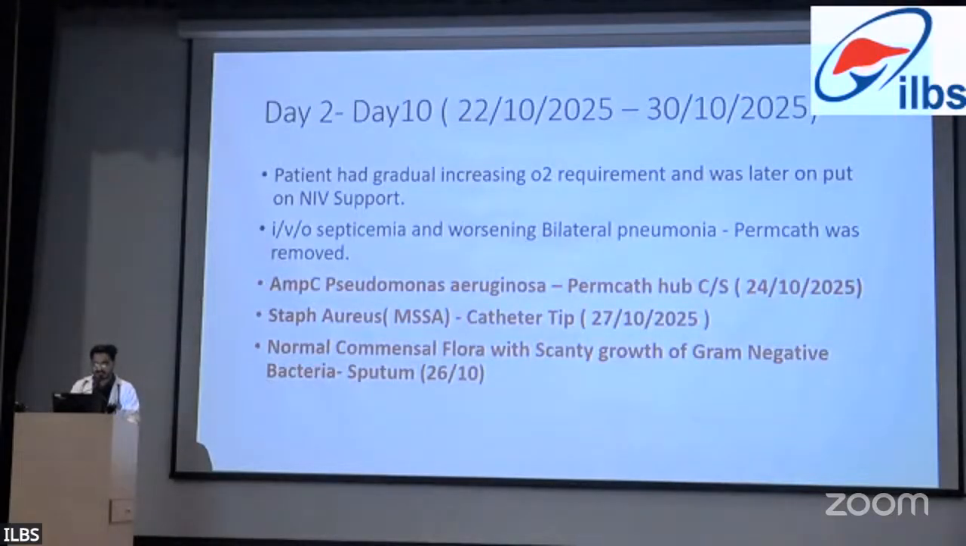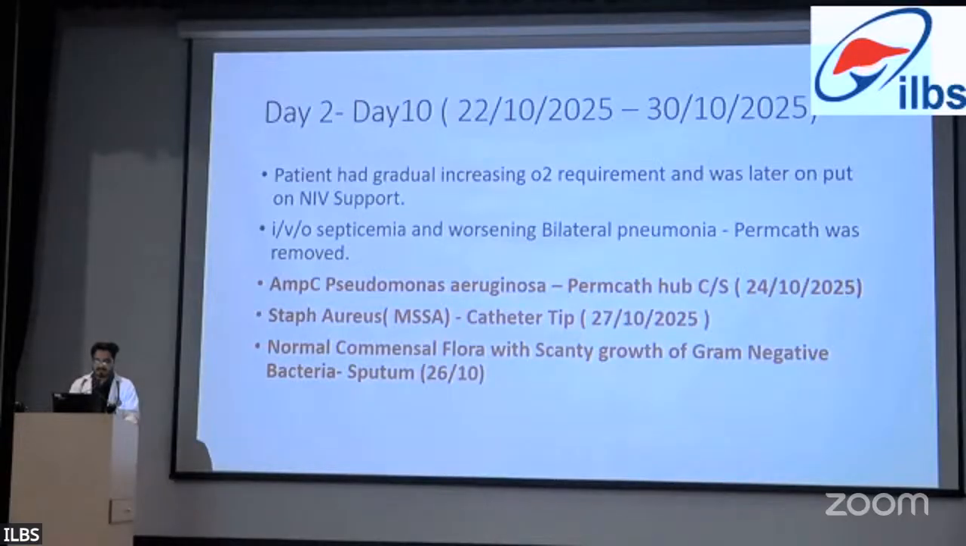Patient had gradual increasing O2 requirement and was later put on NIV support, and in view of septicemia and bilateral pneumonia, perm cath was removed. Cultures: Pseudomonas aeruginosa was isolated from the perm cath hub on 24th, and Staph aureus methicillin sensitive, probably a colonizer, from the catheter tip was isolated.